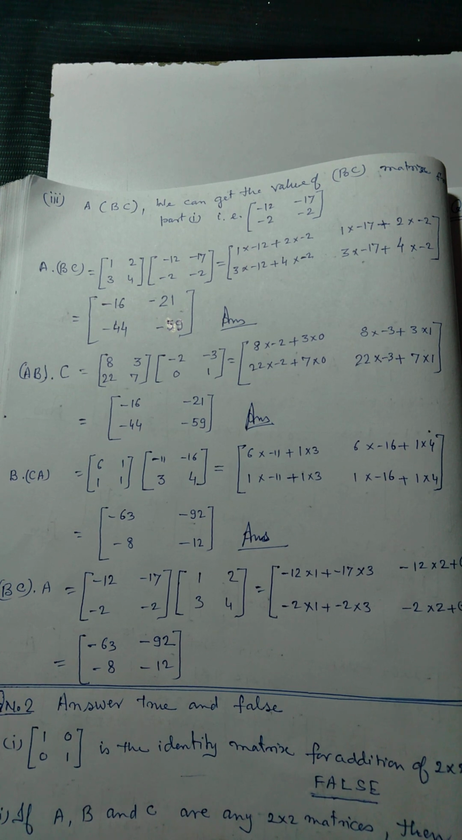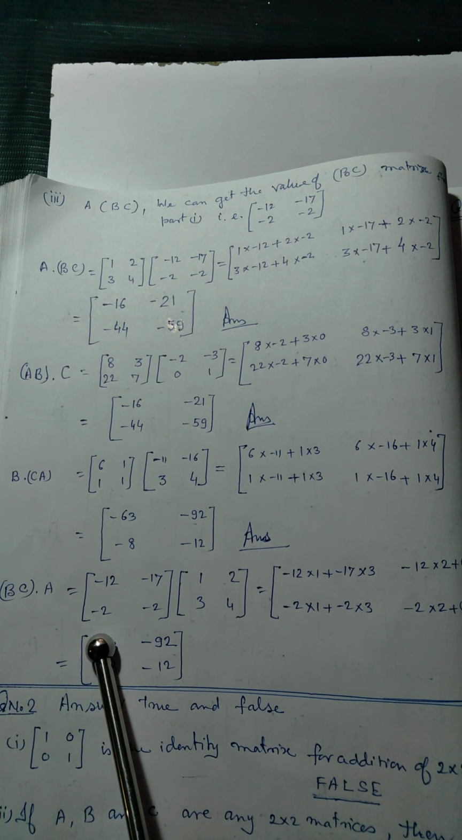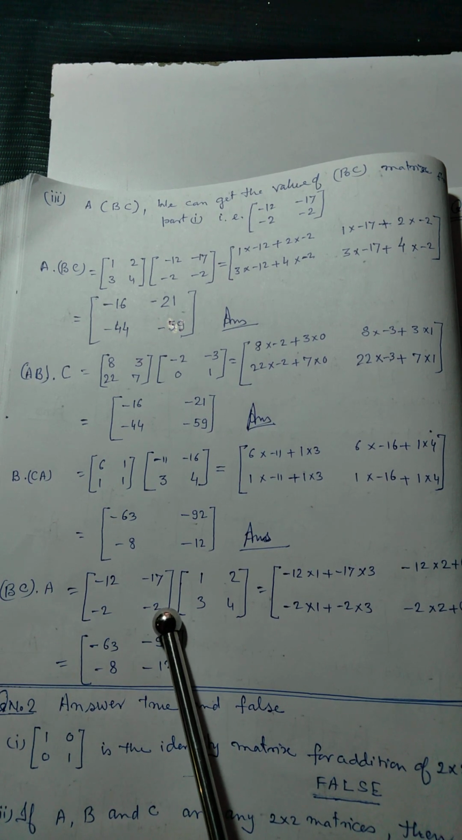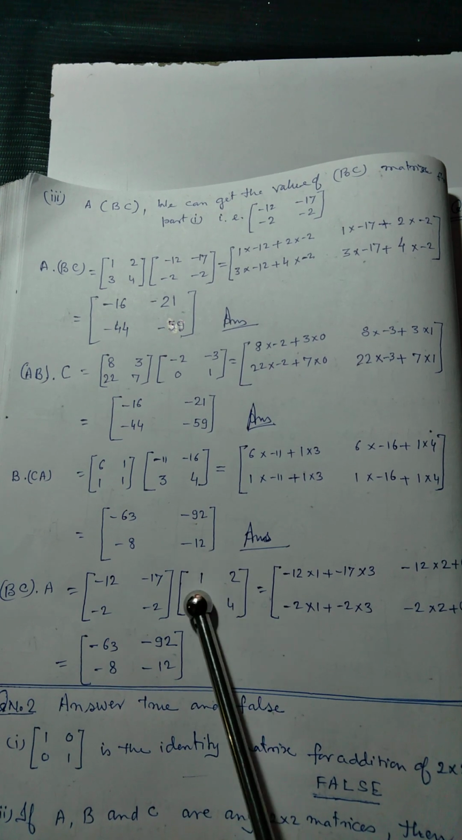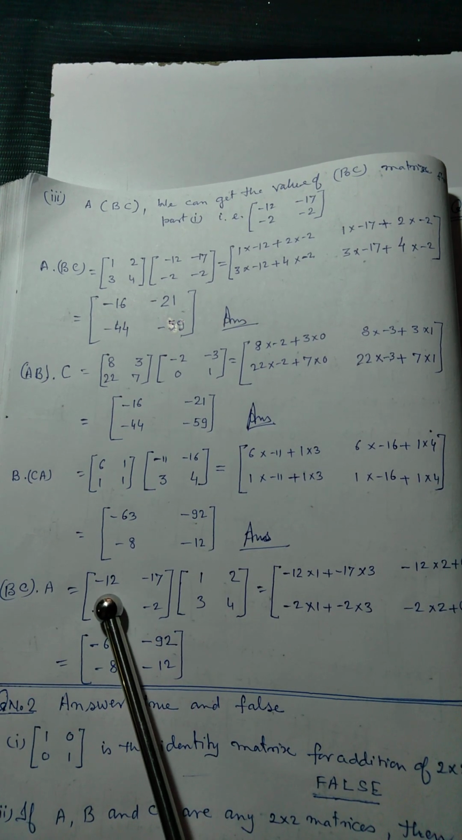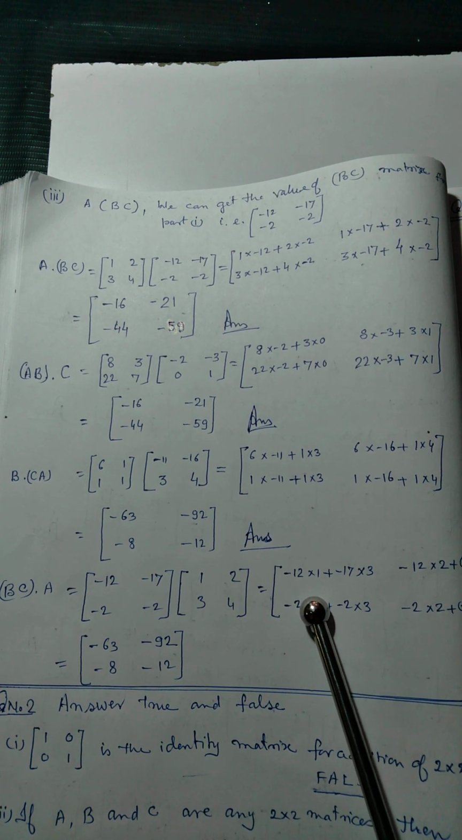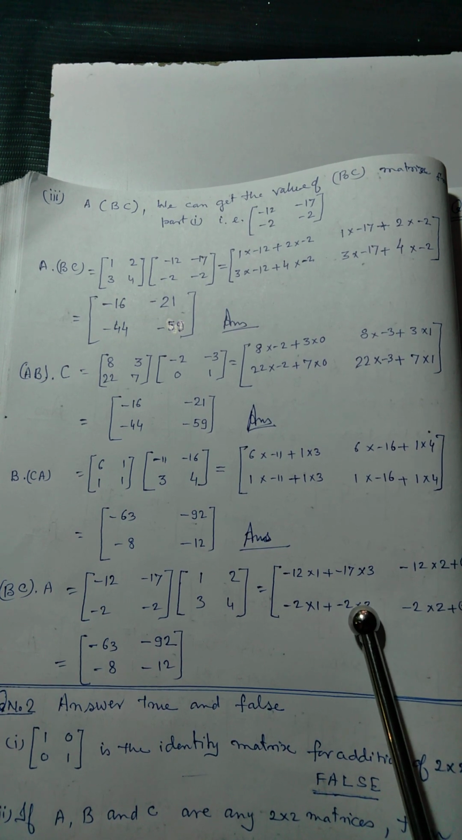Now BC. You see, BC we have to find out. That is minus 12, minus 2, minus 10, 17, minus 2. Multiply it corresponding part. You see minus 2 will be multiplied to 1. You see I have written here minus 12 into 1 plus minus 17 into 2.